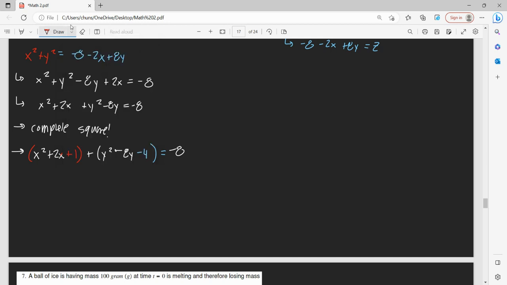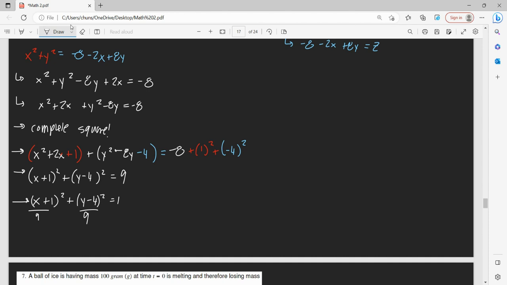And we're going to add the squares of our added values there. So that's plus 1 squared and plus negative 4 squared. So we can factor these out. This is going to give (x plus 1) squared plus (y minus 4) squared equals negative 8 plus 1 plus 16. And that's going to equal 9. And now this looks like something we can work with. So if we divide by 9 on either side, we see that this is a circle.